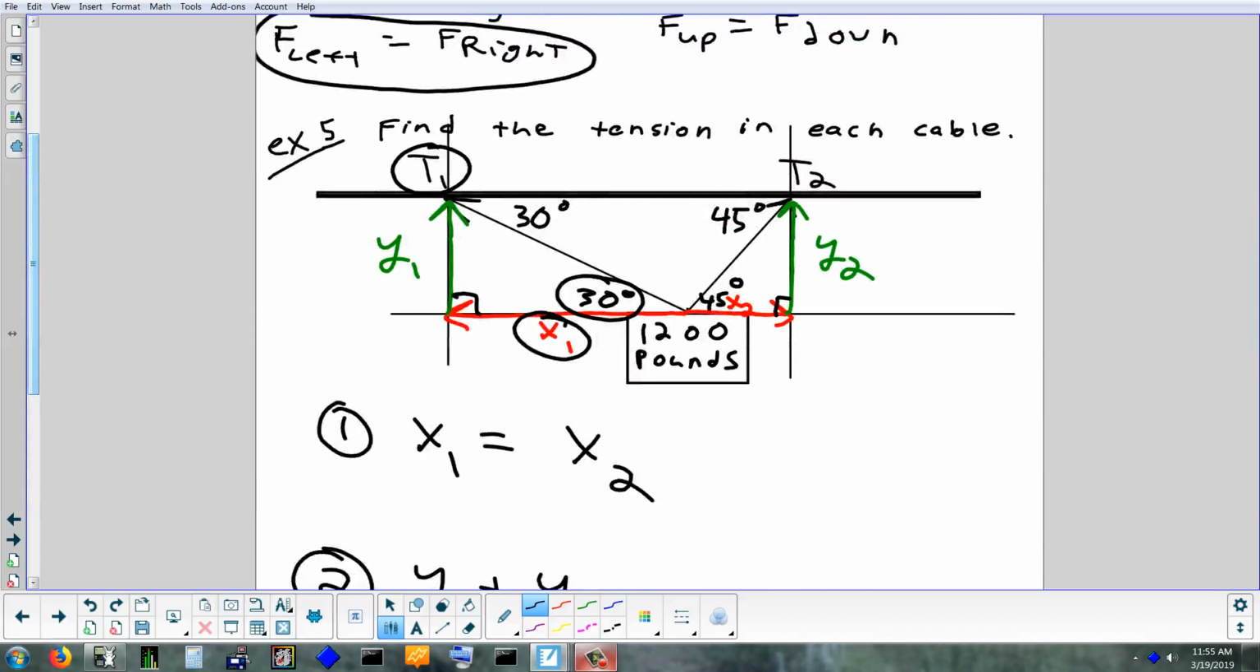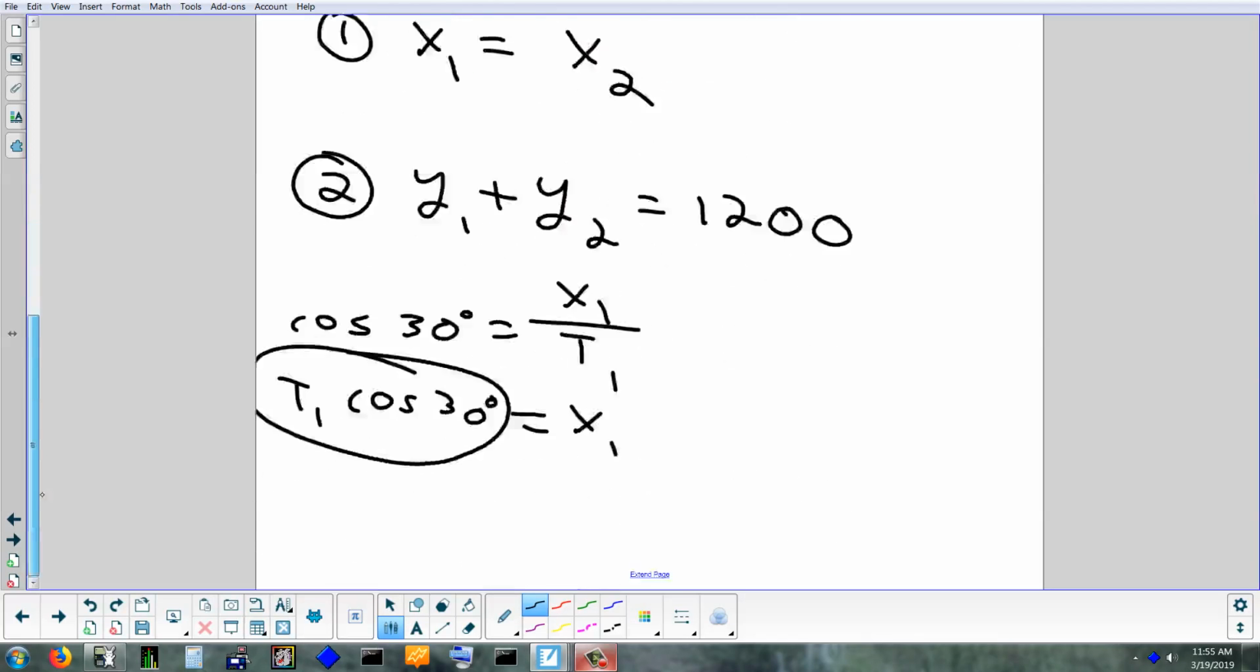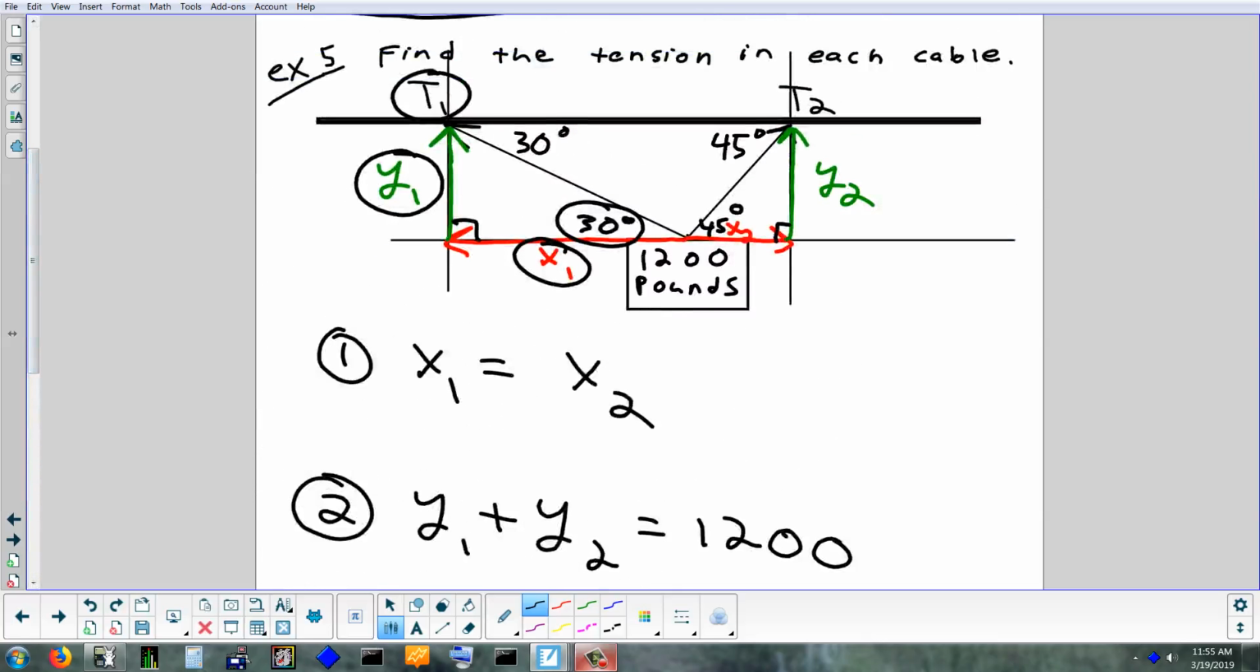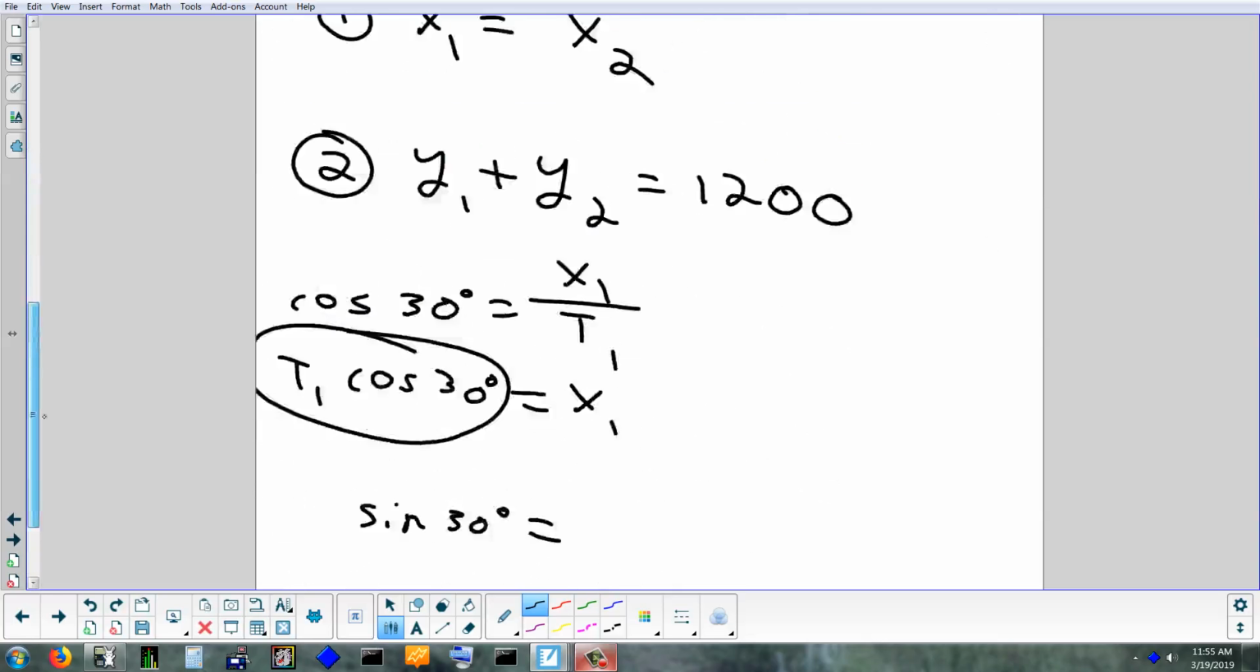So now I want to find y1. What side is y1? Opposite. And t1 we just said is the hypotenuse. And which trig function has opposite and hypotenuse? Sine. So we're going to set it up just like we did, except sine 30 equals opposite over hypotenuse, y1 over t1.